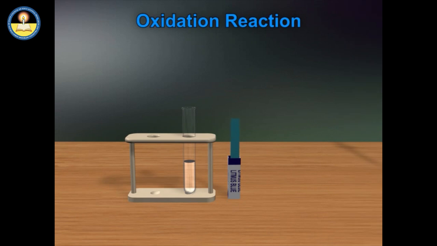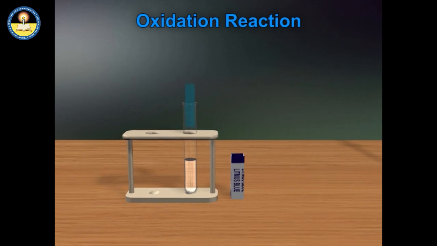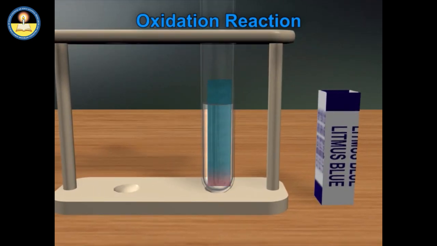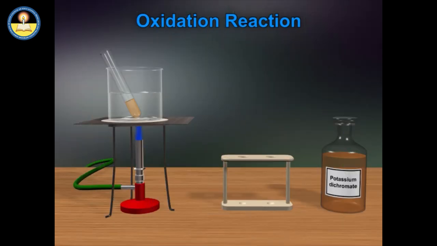This ethanoic acid or acetic acid formed by the oxidation of ethanol can turn blue litmus paper red. We can also carry out the reaction of oxidation of ethanol to ethanoic acid by using acidified potassium dichromate as an oxidizing agent.